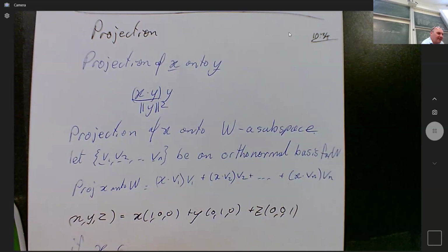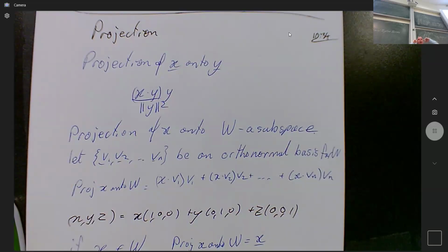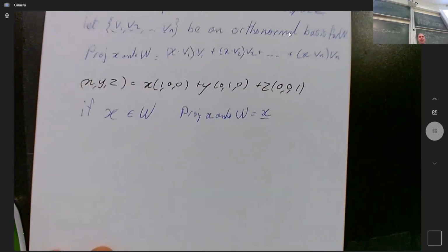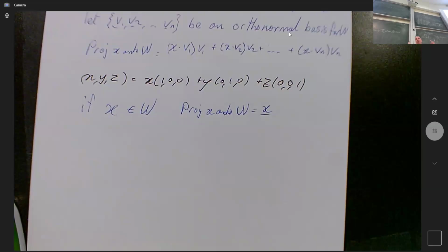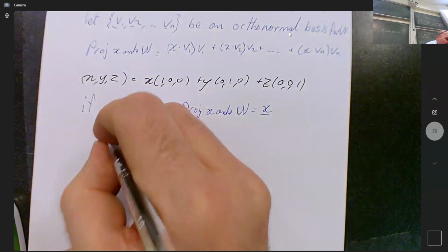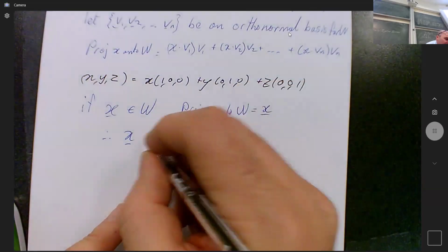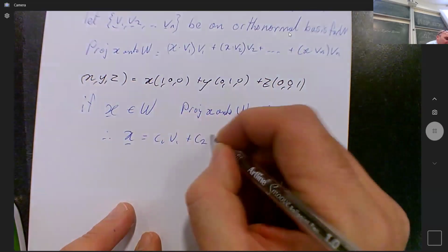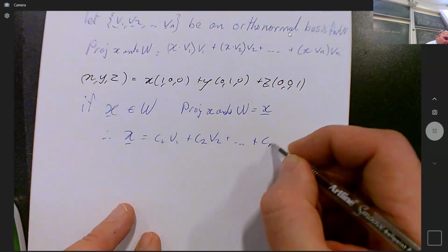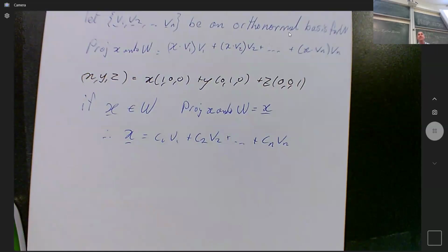So if x is in W, then the projection of x onto W is equal to x. This is one of the things that kind of makes sense, and we will use it a bit: if I do the projection of a vector and it's equal to itself, then that vector must be in the space that I'm projecting onto. And moreover, x can be written as c1 v1 plus c2 v2 plus dot, dot, dot. So if it's in a space, it can be written as a linear combination of the basis vectors.